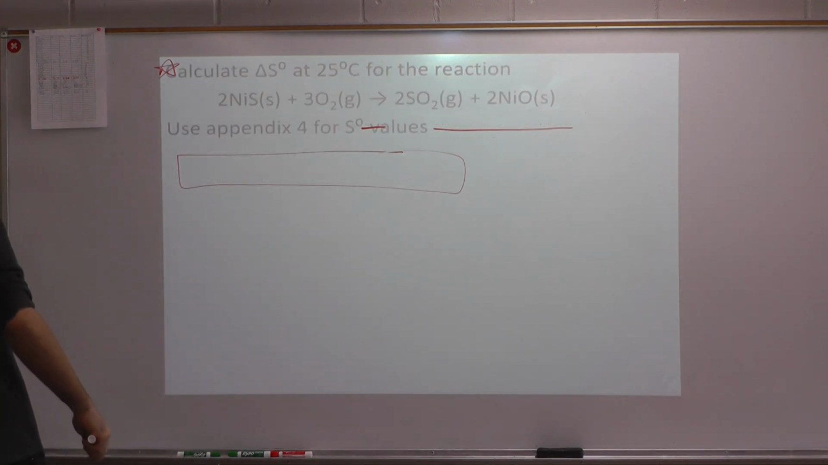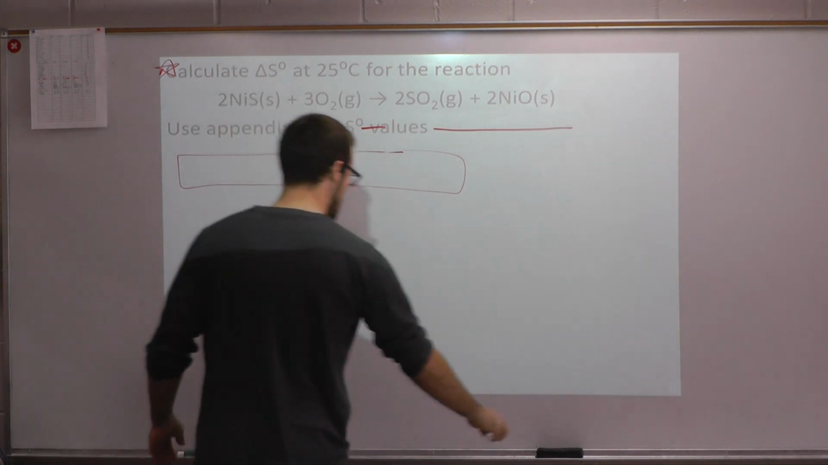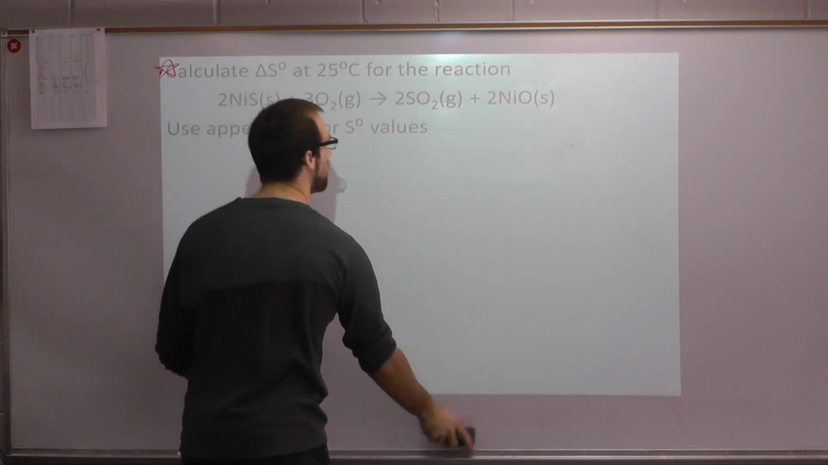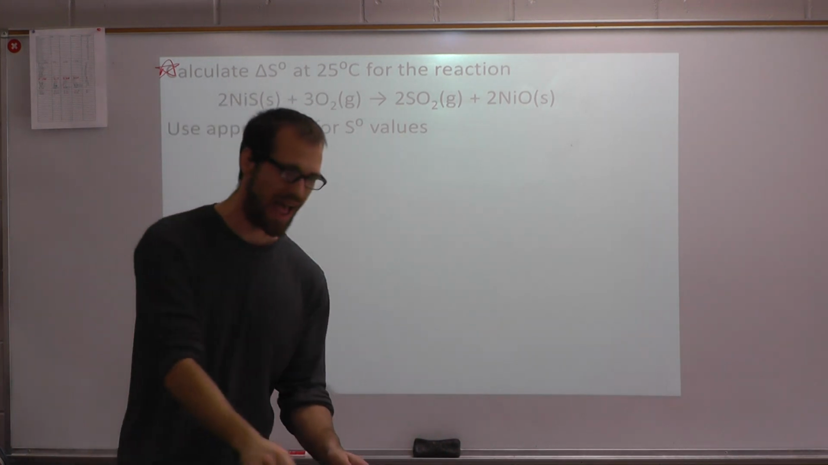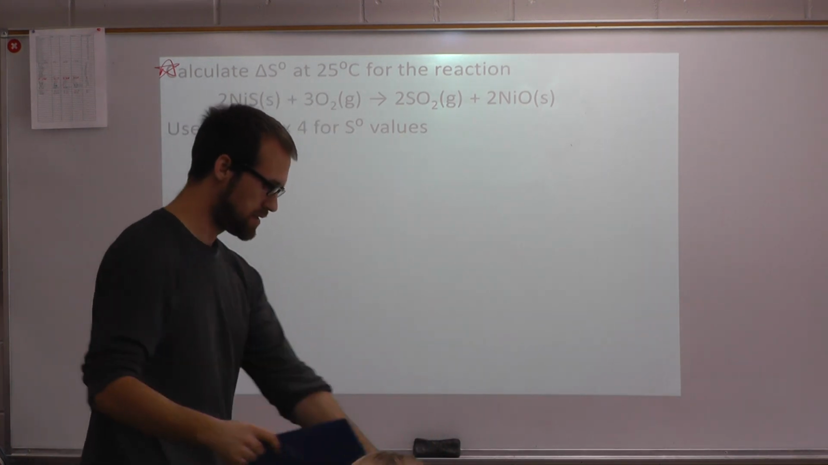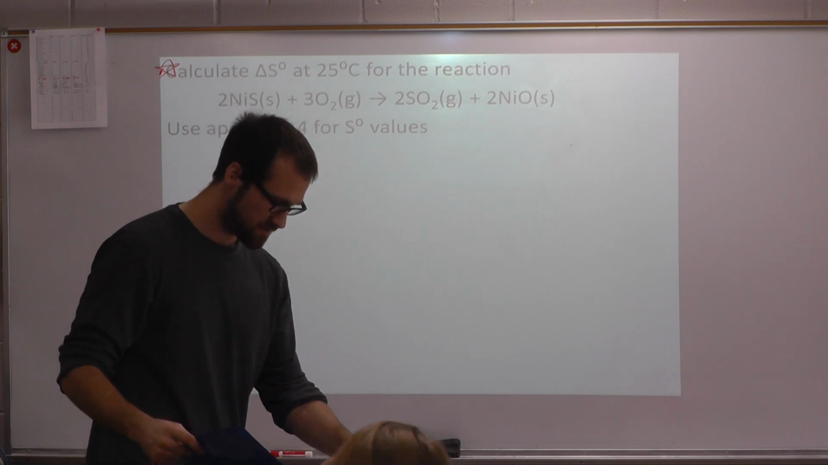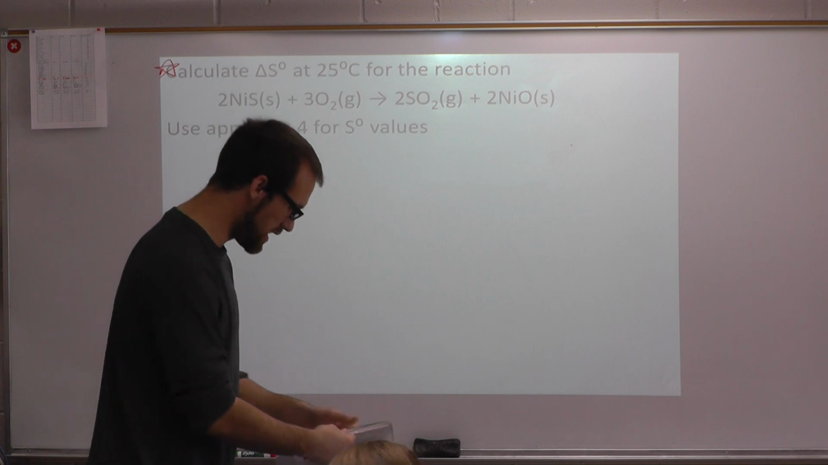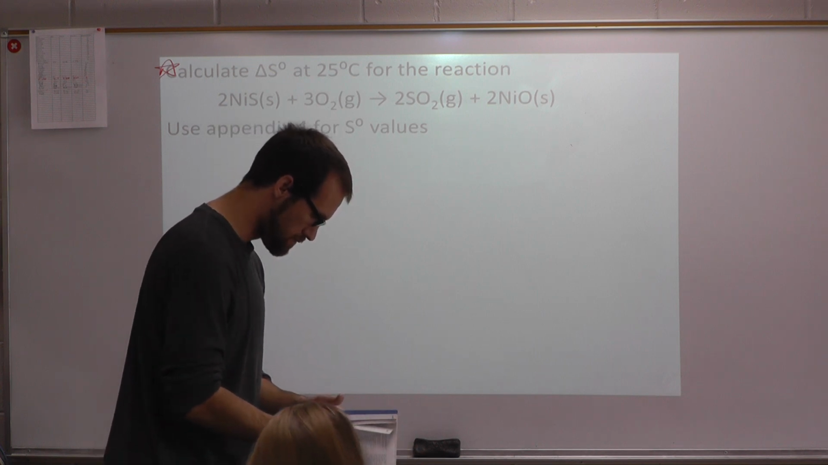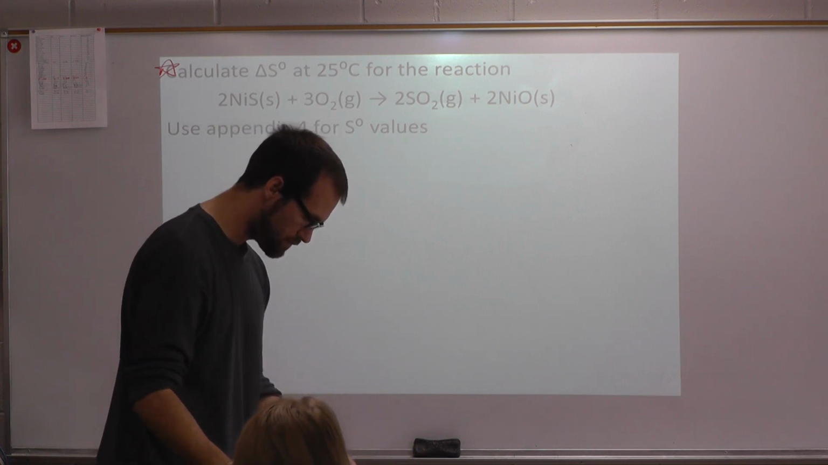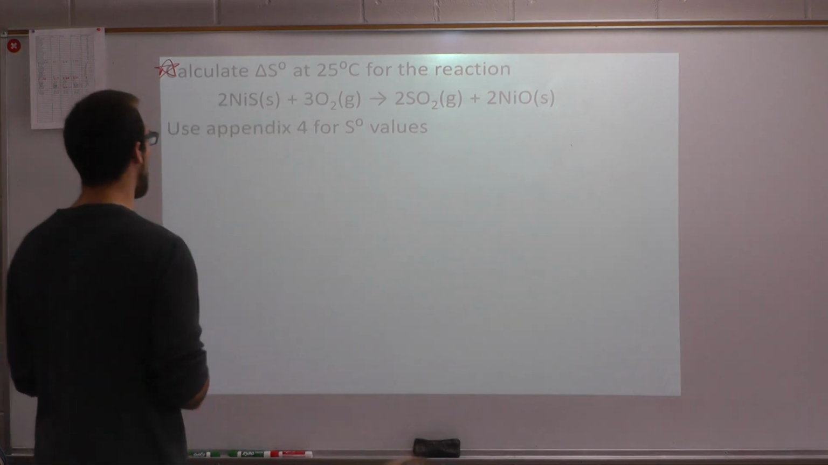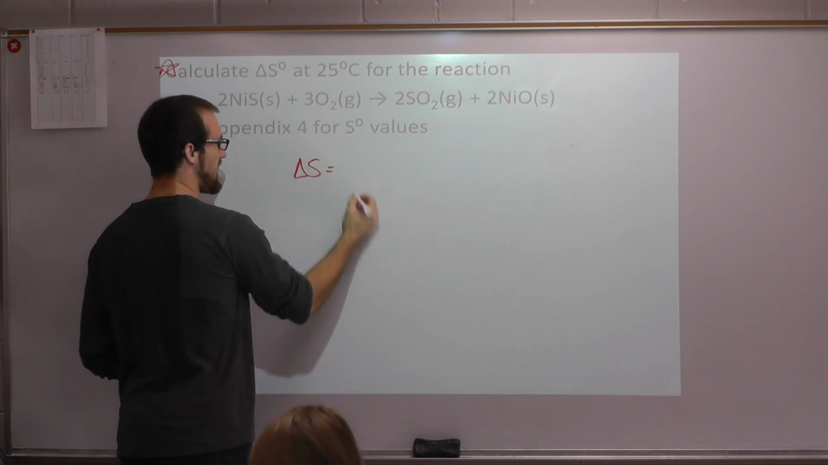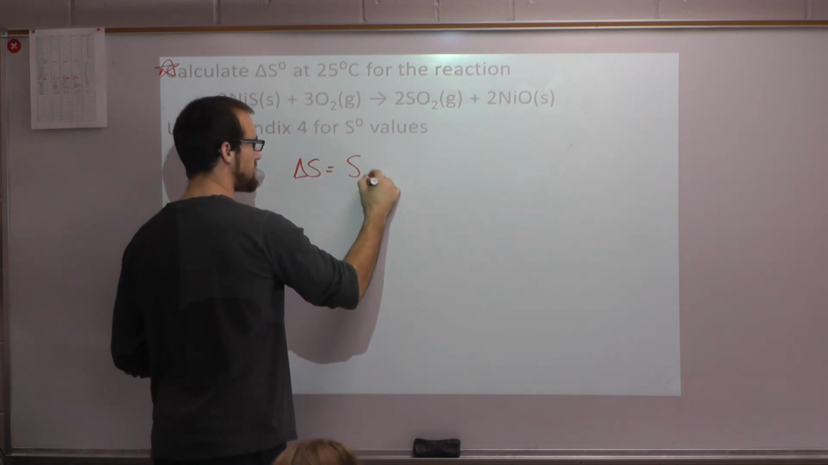So what I wanted you to do here, I'm assuming you can do this without my help. In the back of your book, you have your S values. Page 20, actually. A20. Yep. Okay? You have your S values. Remember that when you're finding your change in S, it's the products minus reactants.